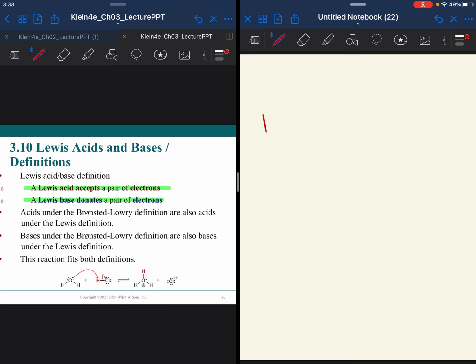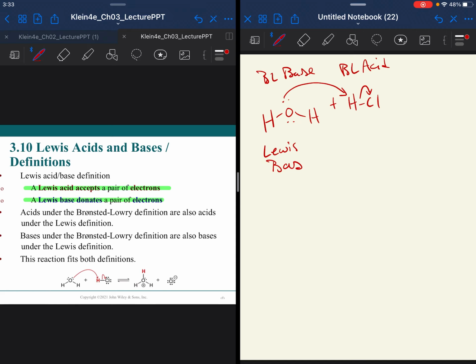So I'm going to very simply go with the reaction they looked at the bottom of the slide, water and hydrochloric acid, right? This is our Bronsted-Lowry acid and our Bronsted-Lowry base. And we see that the water is accepting the proton and the HCl is donating the proton. But another way we can look at it is as a Lewis acid and base. Bronsted-Lowry bases are also Lewis bases.